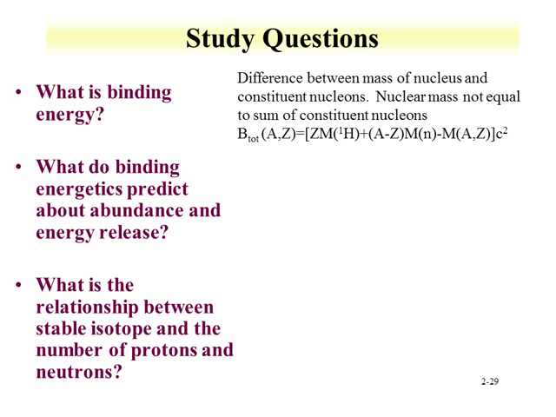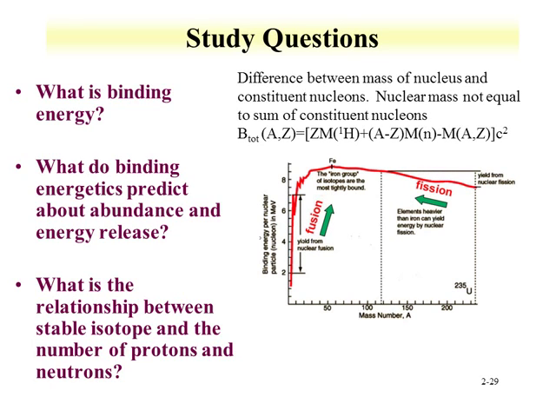What does this binding energy predict about nuclear abundance and energy release? Well, we looked at this graph earlier where we see the binding energy per nucleon. This is in mega electron volts, MeV, as shown here, as a function of mass number A. And we see this trend where this value goes up, it reaches a maximum, and then decreases. There's some relationships that one sees from this figure.